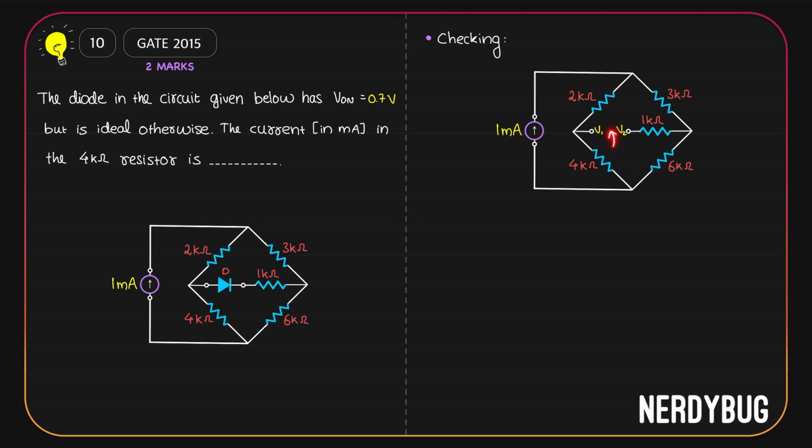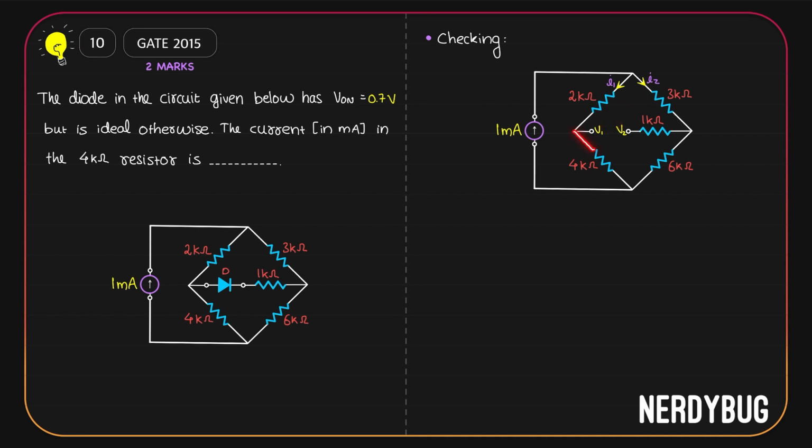Since the circuit is open here, no current will flow through the 1 kilo ohm resistor, so we don't really have to care about it. All we have is a 2 kilo ohm, a 4 kilo ohm, a 3 kilo ohm and a 6 kilo ohm. We have a current source of 1 milliampere. Out of the 1 milliampere, some current will flow through the 2 kilo ohm and the 4 kilo ohm. I will call it I1. The rest of the current will flow through the 3 kilo ohm and then through the 6 kilo ohm. I'll call it I2. All I have to find out is V1 and V2.